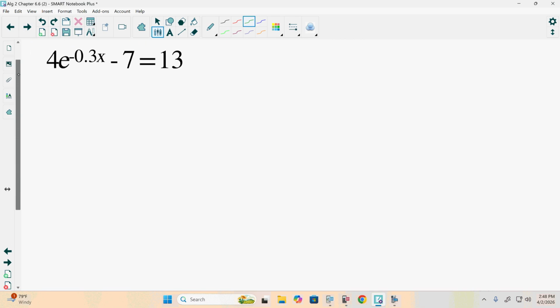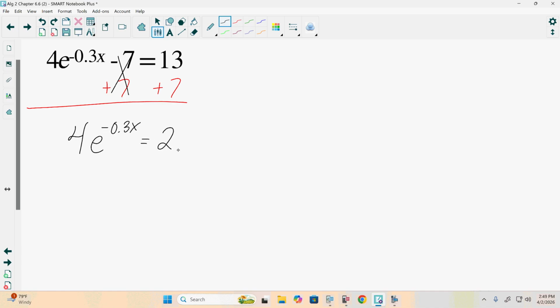Do we have one term on either side? No. We have 4e to the negative 0.3x minus 7. We would eventually use a natural log, but I'm going to add 7 first because those will cancel. Telling me that I have 4e to the negative 0.3x is equal to 20.